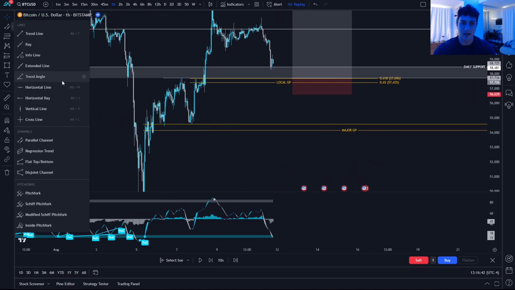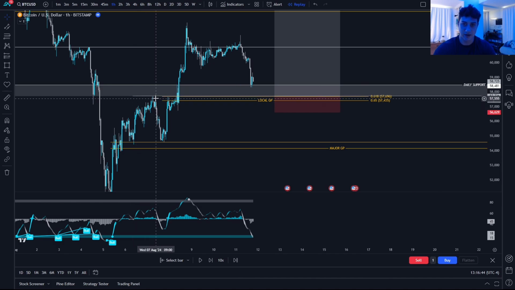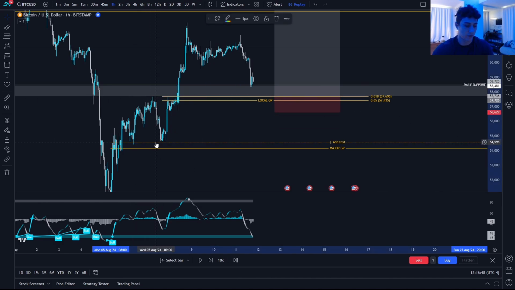I also see that, similar to this structure high here, we have structure lows. So Alt J for a horizontal ray. We have some lows there that perfectly overlap, you can't even see it, the 0.618 fib level. We have a ton of lows down here.